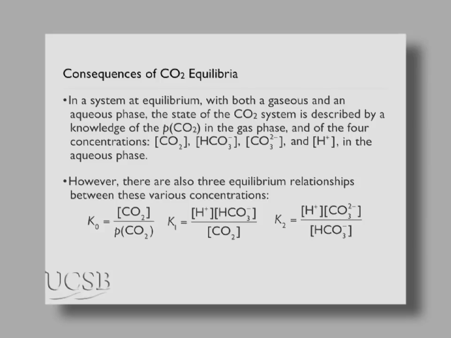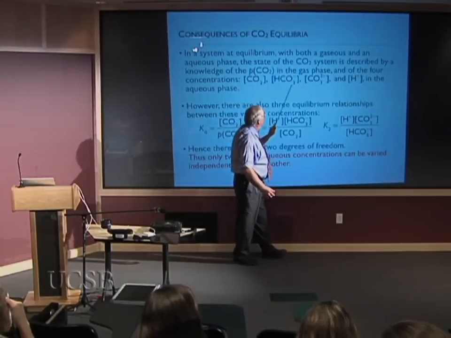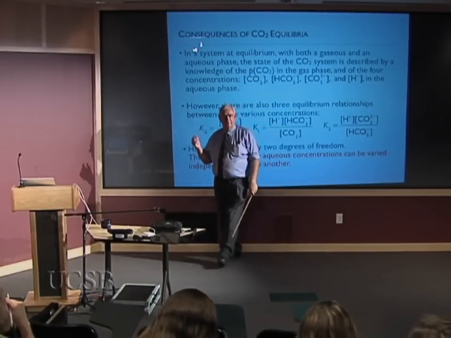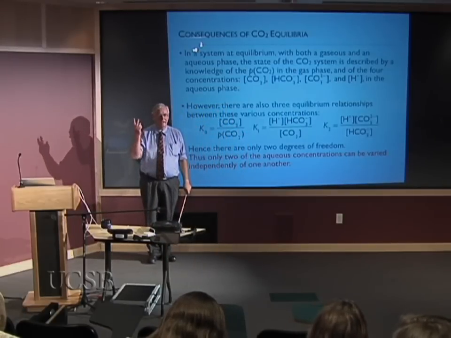Similarly for the K2. This is the key part. There are thus only 2 degrees of freedom. Out of these 5, you can only vary 2 of them independently. Once you change 2, all the others, the values are fixed.